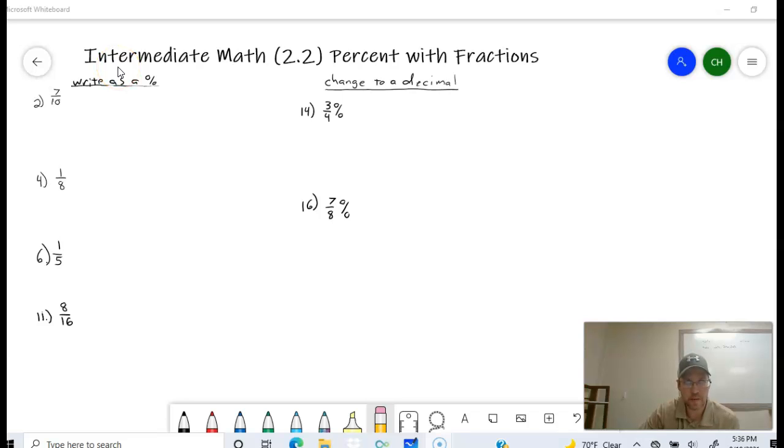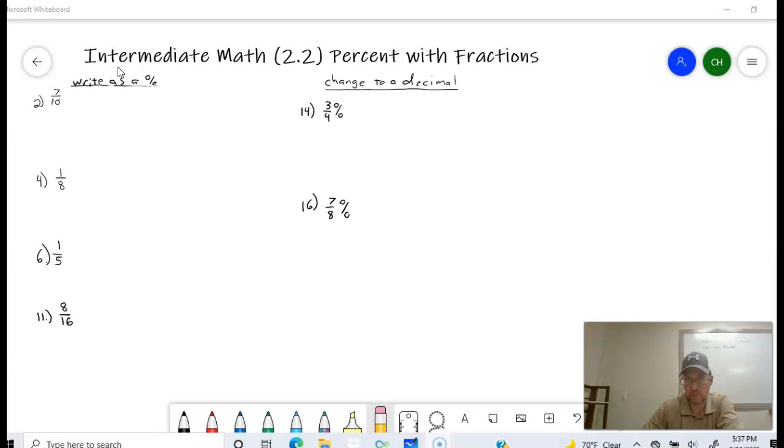Right, intermediate math, 2.2% with fractions. We're just continuing on what we started with 2.1. We're going backwards though. So the first thing it wants us to do, I'm on page 70 in your book. Number 2 wants us to write this fraction as a percent. It's given us the fraction 7/10. I'm going to show you 2 ways to do one like this.